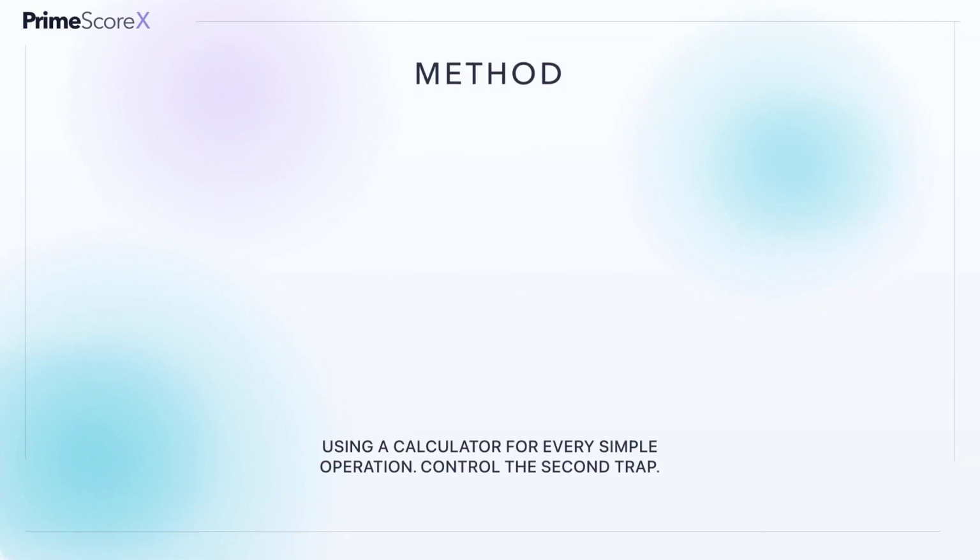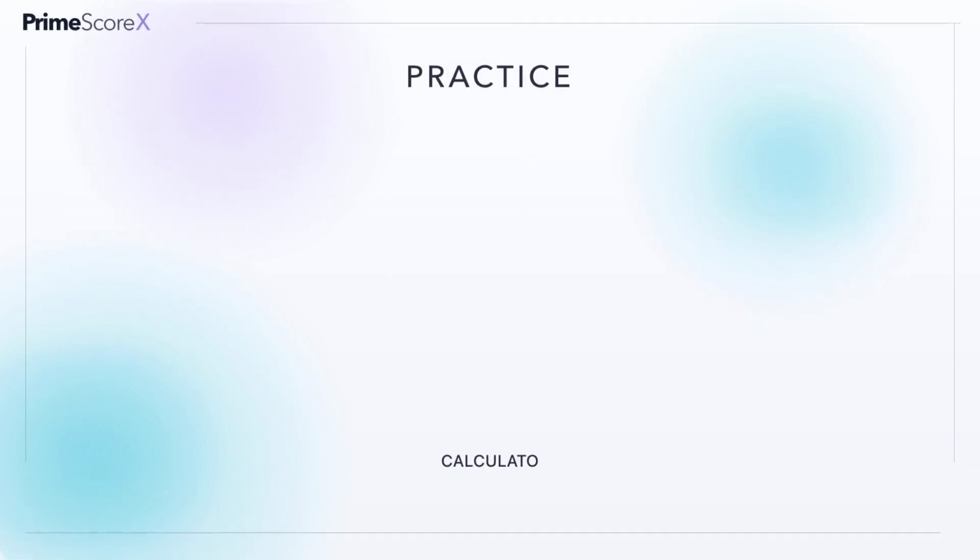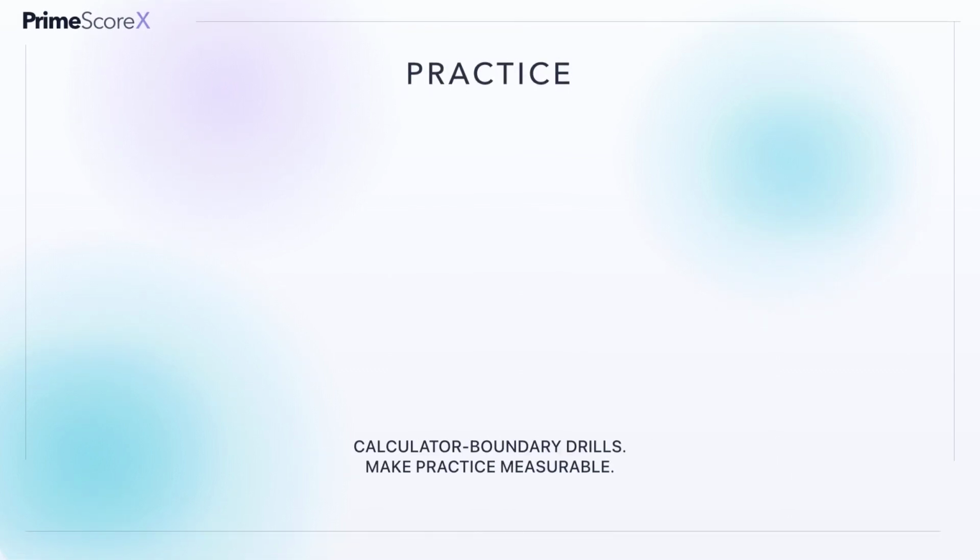The second trap is using a calculator for every simple operation. This trap is dangerous because it feels like effort. You may be reading, calculating, or reviewing, but not in a way that changes the answer. A better move is to define the decision, make the best supported choice, and protect the rest of the section.